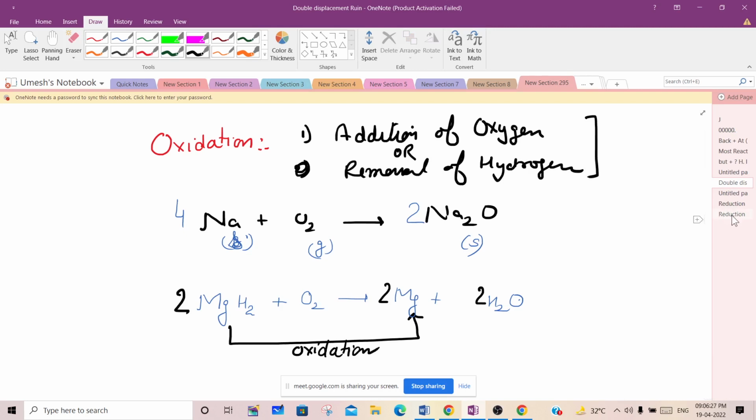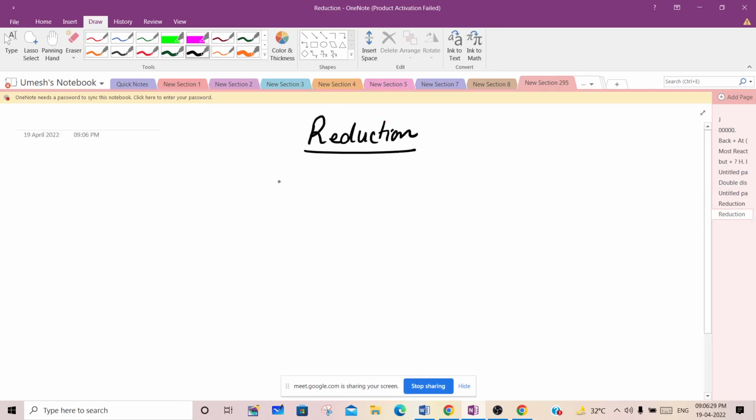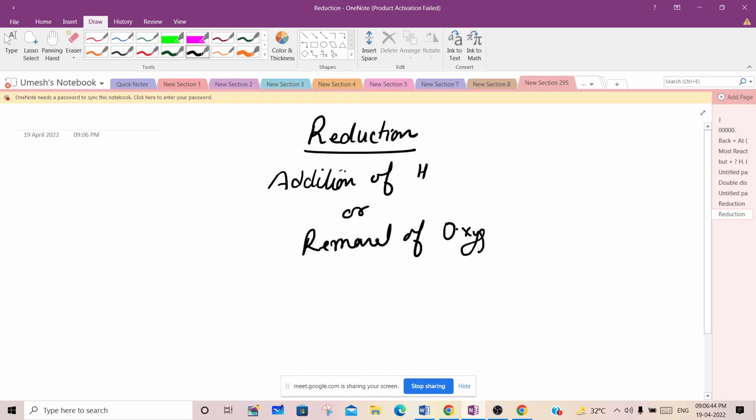Okay, sir. Now reduction is just the opposite. It is addition of hydrogen or removal of oxygen that is called reduction.